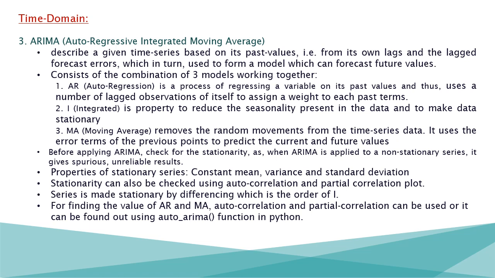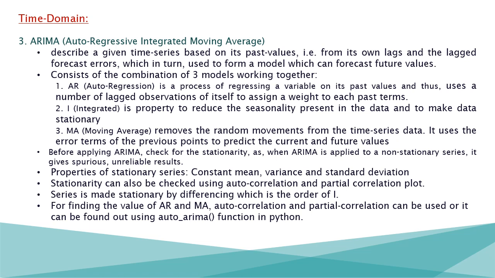The first one is AR or auto-regression model. It is the process of regressing a variable on its past values and thus uses a number of lagged observations of itself to assign a weight to each past term. The second one is integrated. It is a property to reduce the seasonality present in the data and to make data stationary. The third one is moving average or MA. It removes the random movements from the time series data and uses the error terms of the previous points to predict the current and the future value.